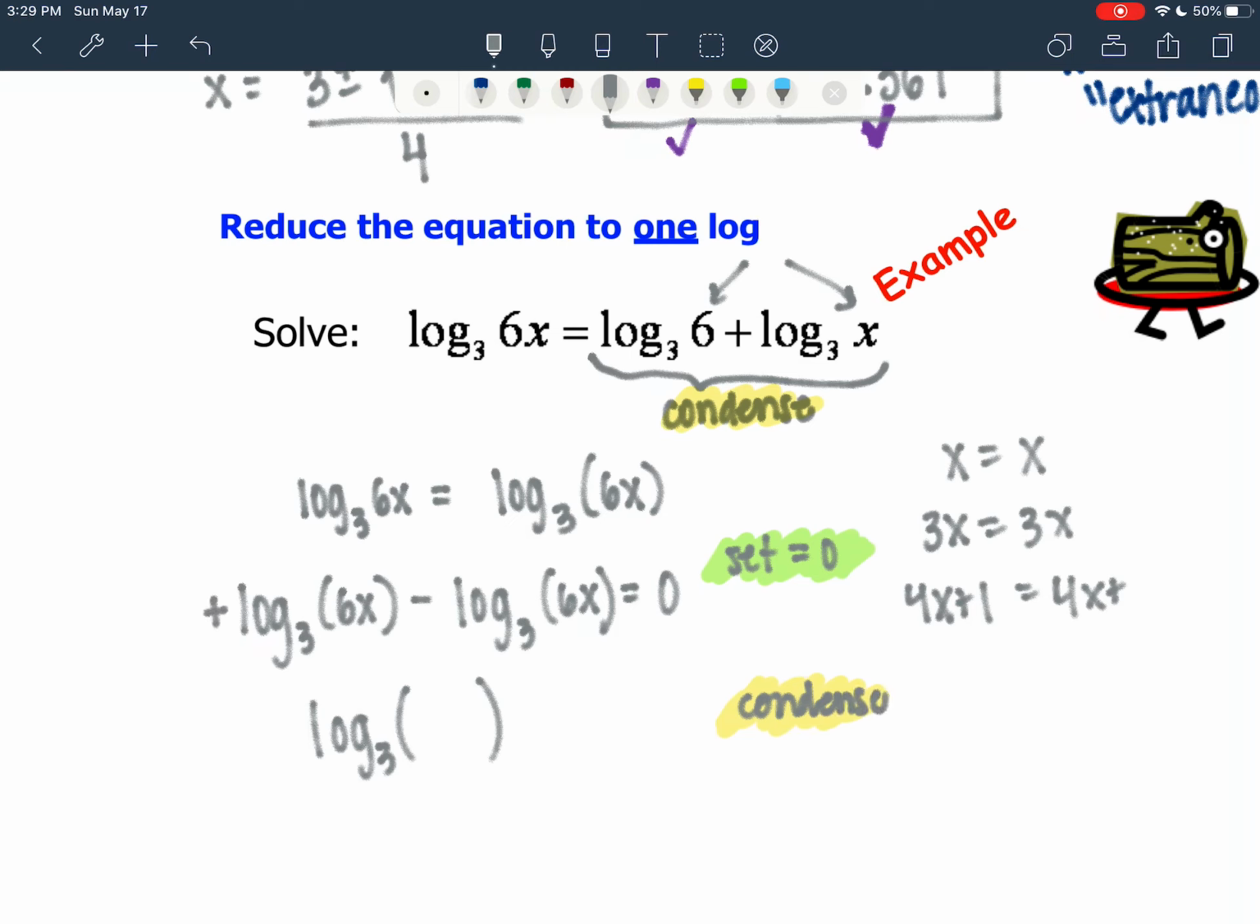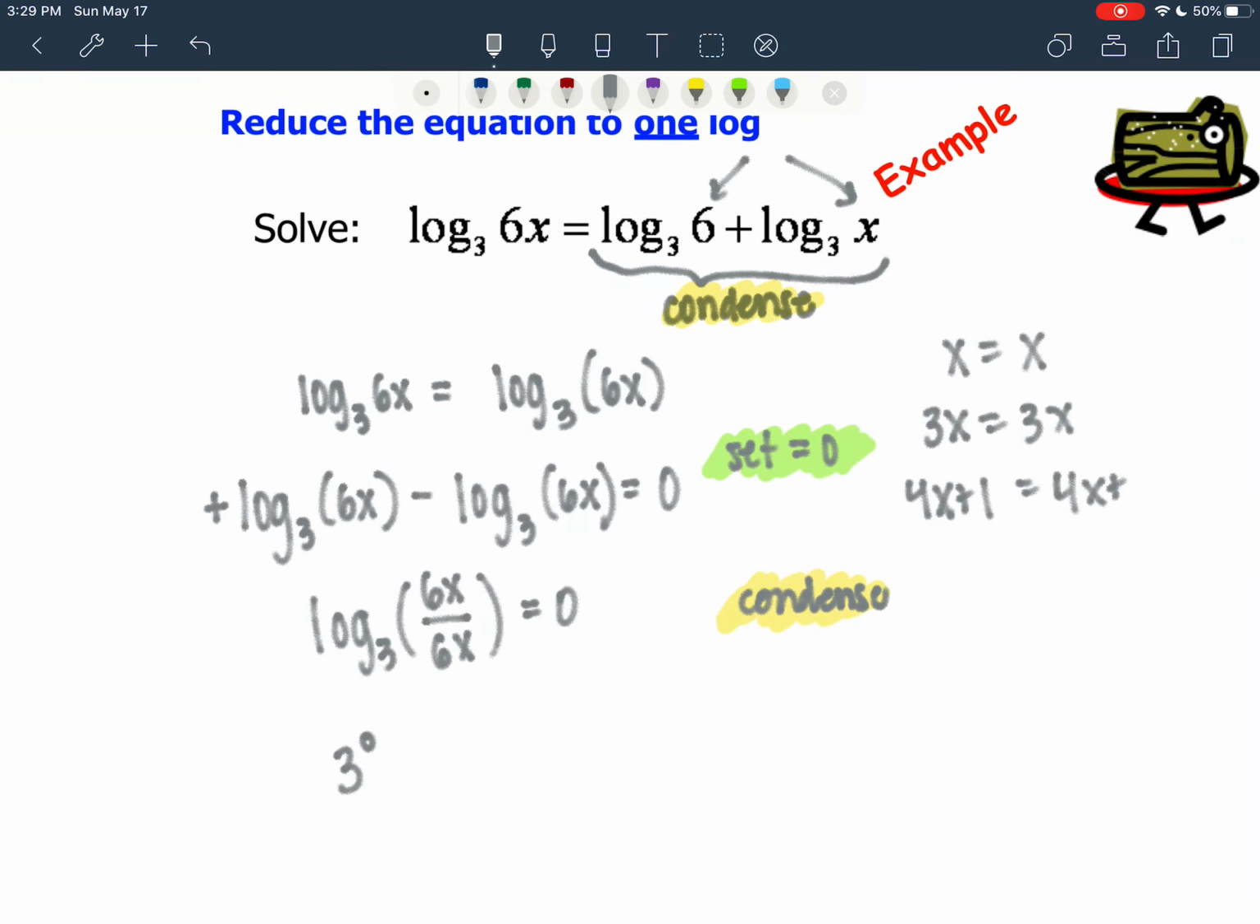So now I've got my positive logarithm. 6x goes in the numerator. The next logarithm is negative, so that argument goes in the denominator. And we get 3 to the 0 equals 1. So anything is allowed. Any value of x is allowed. That's what it looks like.